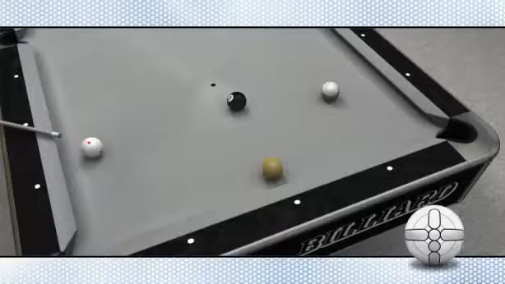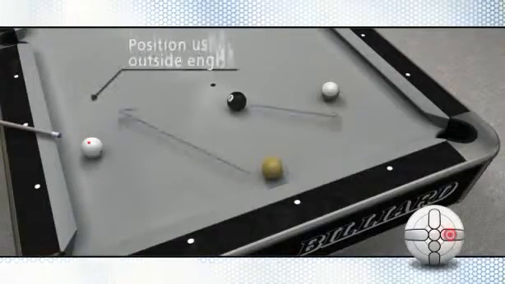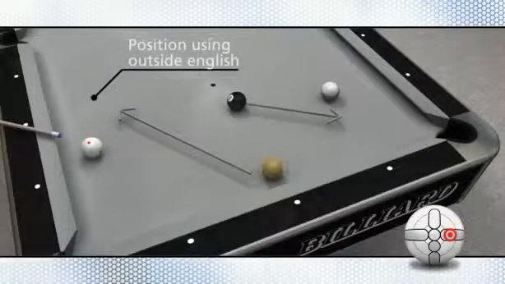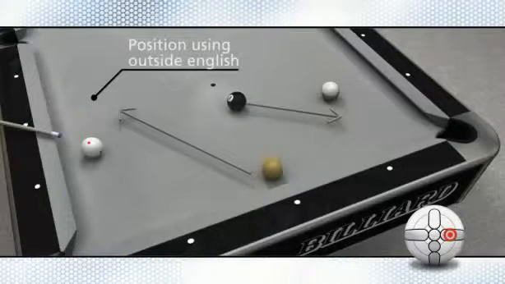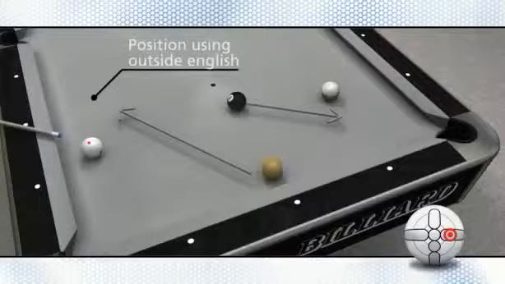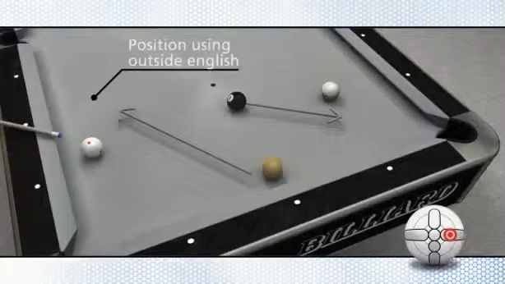Although there are several options here, the easiest way to get shape on the next shot is to use outside English. In this case, outside English is right English. This will allow you to pull the cue ball back towards yourself while avoiding running into the 8 ball. The problematic situation is avoided, and you'll be able to proceed to the next shot without difficulty.